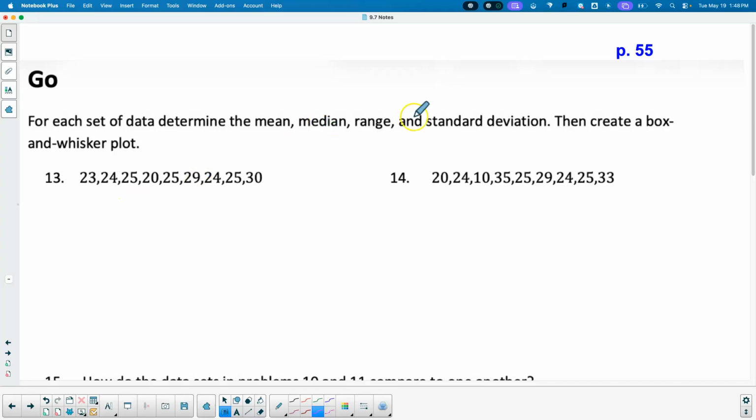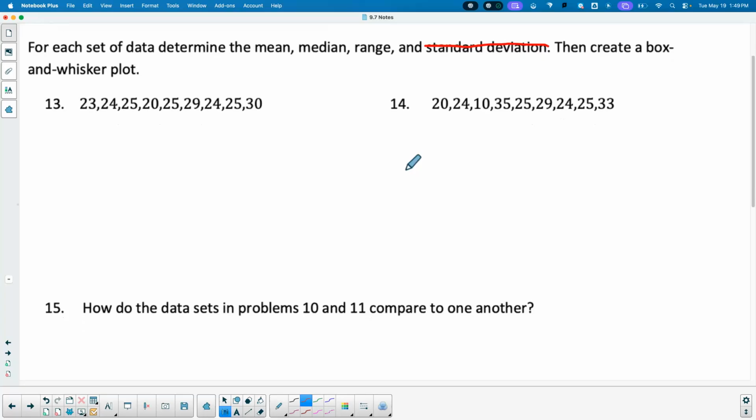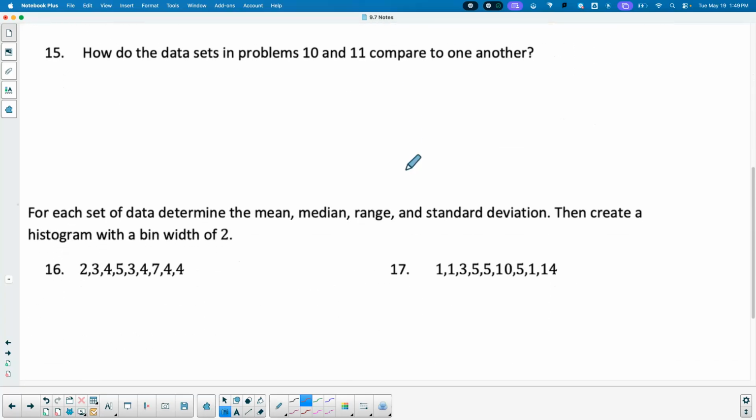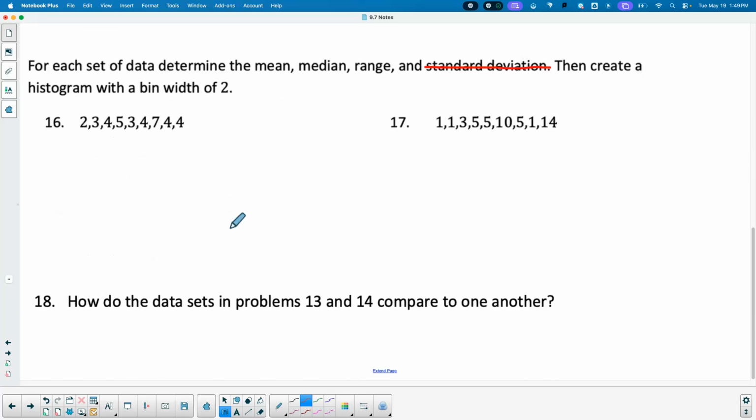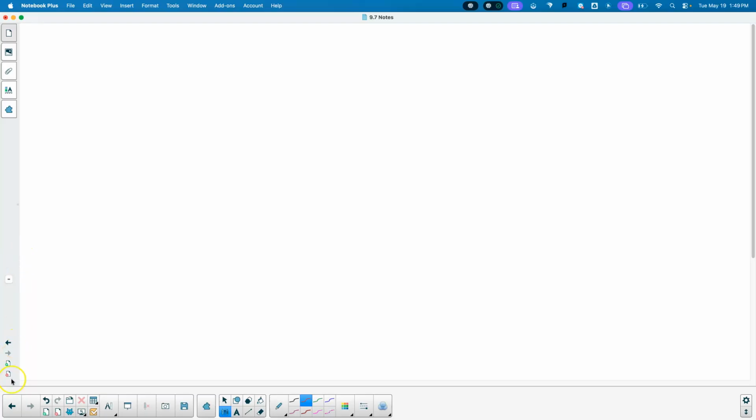Okay. You do not have to find the standard deviation on page 55. Okay. Don't need to find that. But you do need to create a box and whisker plot to go along with them. Likewise on 16 and 17, you do not need to find the standard deviation. Histogram with a bin width of 2, so that means you're going to go 0 to 2, 3 to 4, 5 to 6, so on and so forth. Good times.